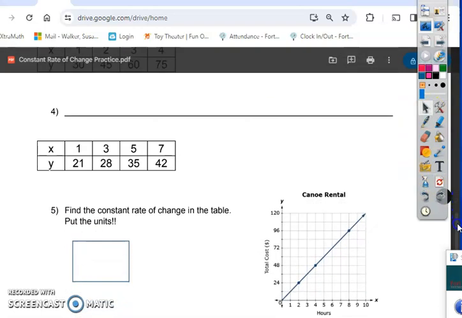Okay. Number 4. Delta y over delta x. How much is between each of those?